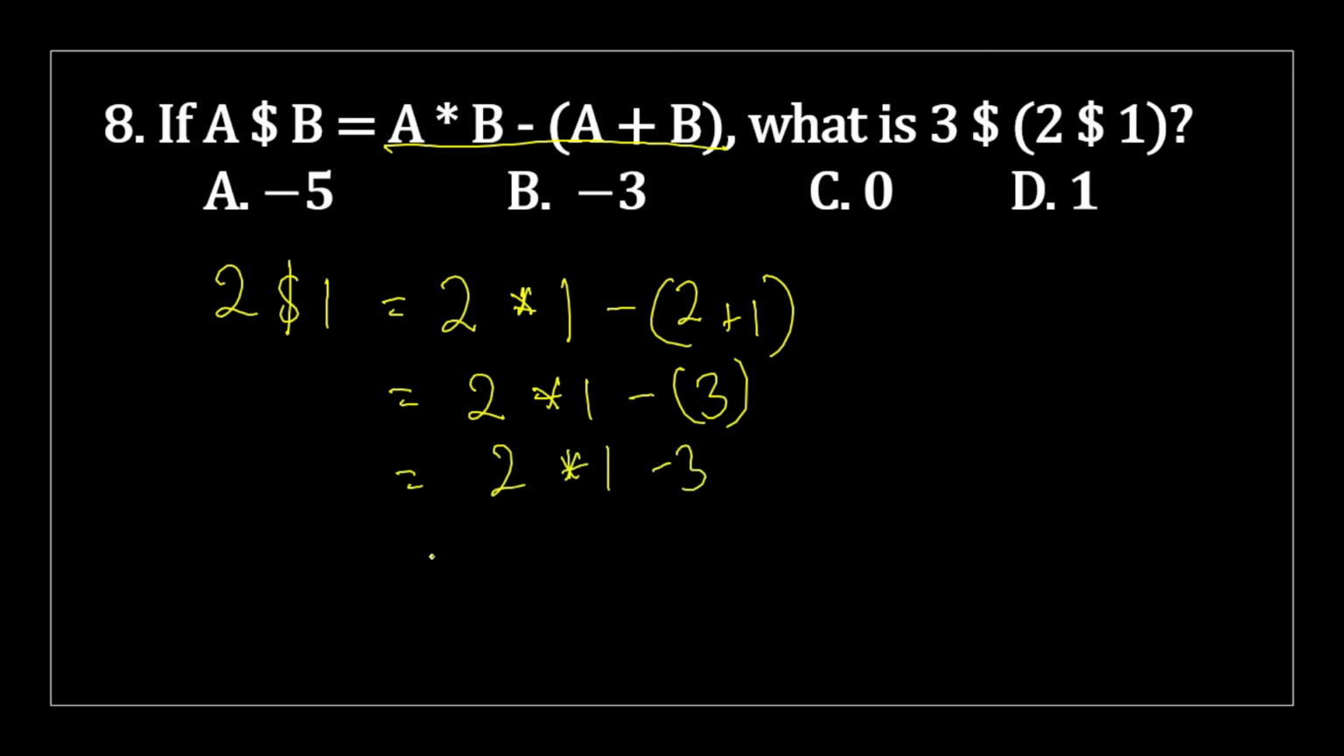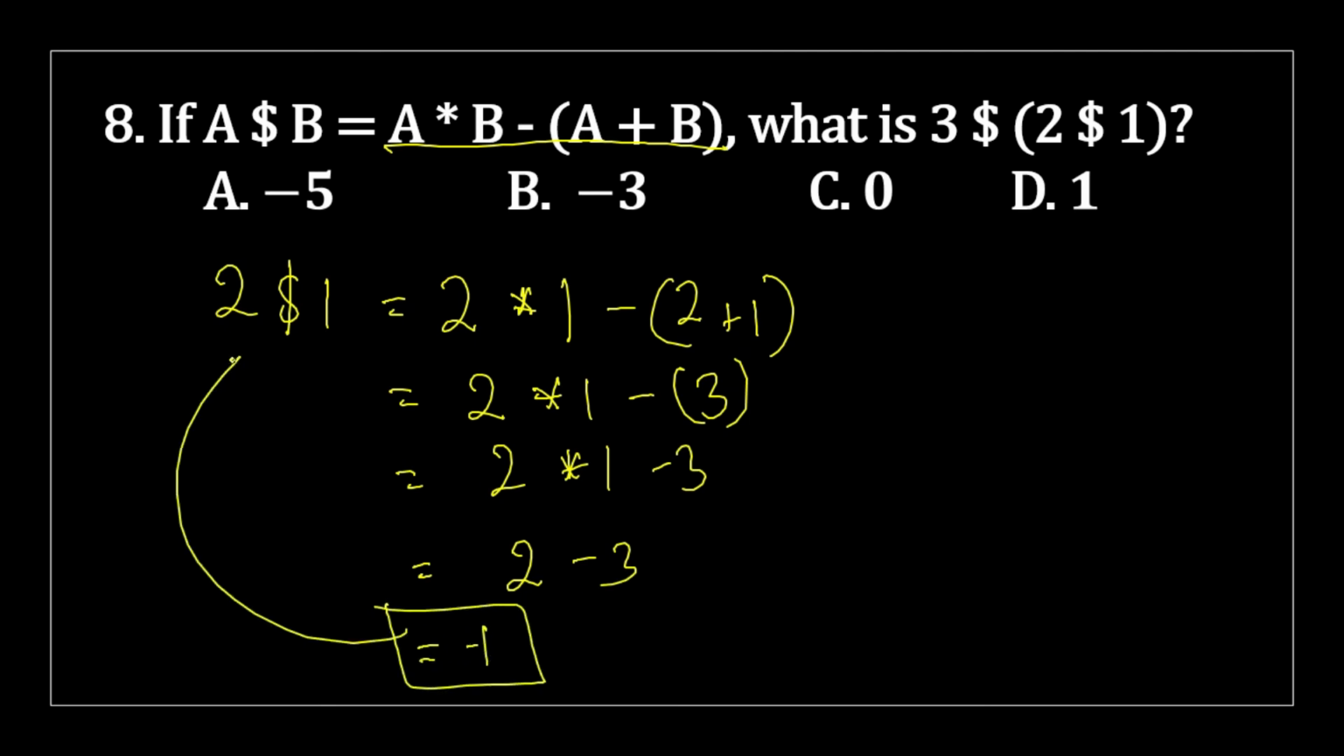Now let's do multiplication first. So we have 2 times 1 is 2, minus 3. So we have negative 1. So this will be our answer for this. So since this is negative 1, we could now solve for this.